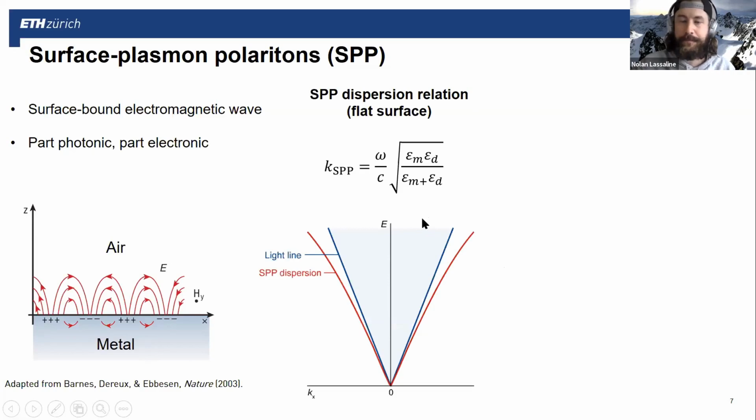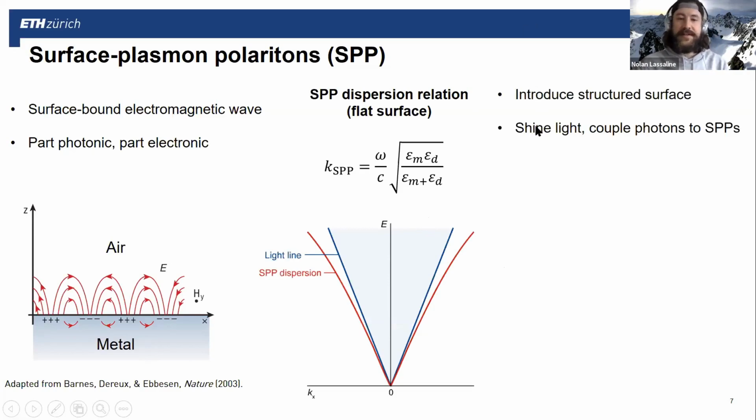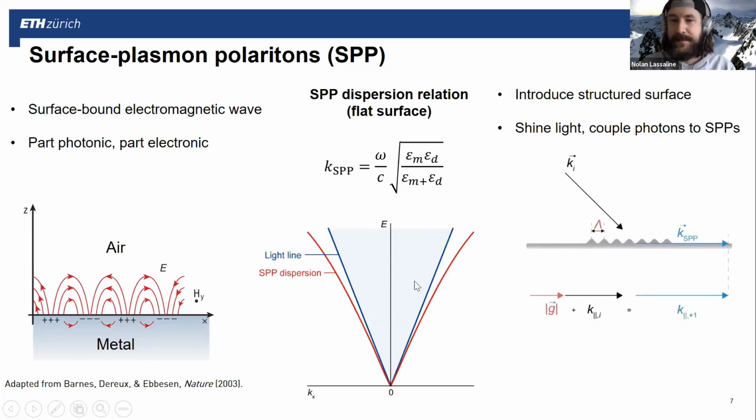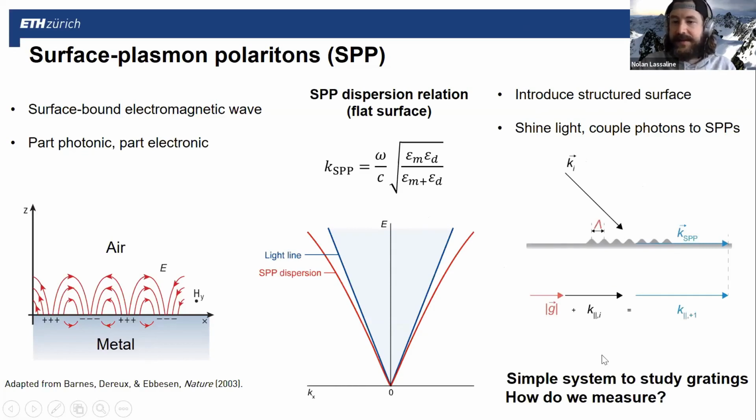And so then what we're going to do with these surface plasmons is introduce a structured surface, so our optical Fourier surfaces. We're going to shine light on them such that these photons couple to these SPPs, and this is what we're basically going to measure, as I showed in the previous slide. What this does is it gives us a really simple and clean system with which we can study these gratings, as you'll see when the data comes. And then we can learn a lot about what these surfaces are doing.